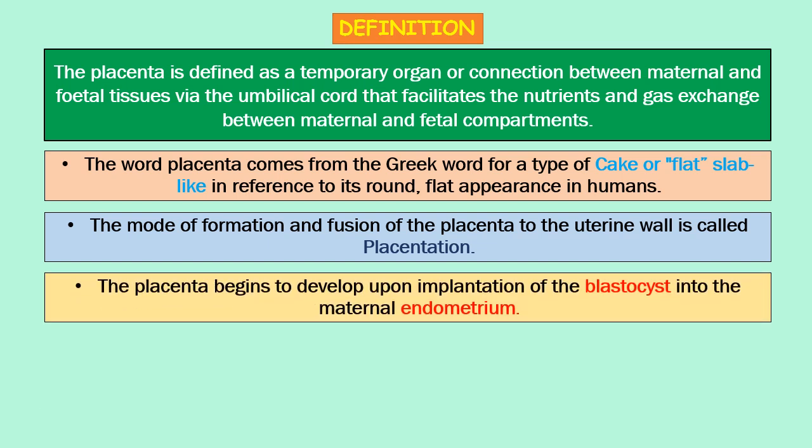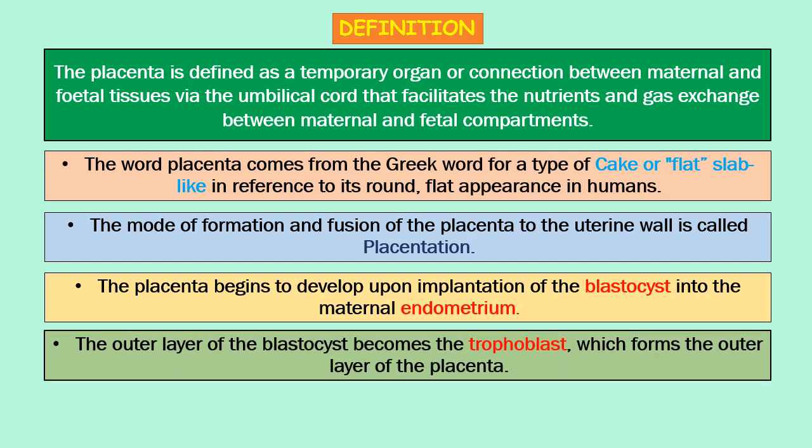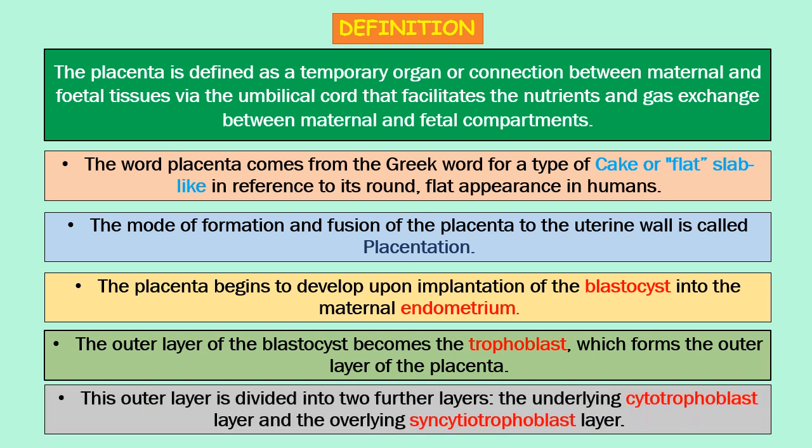The placenta begins to develop after implantation of the blastocyst into the maternal endometrium. After the process of cleavage and morula, the outer layer of the blastocyst becomes the trophoblast, which forms the outer layer of the placenta. And this outer layer is divided into two further layers. The underlying one is called cytotrophoblast layer and the overlying one is called syncytiotrophoblast layer.